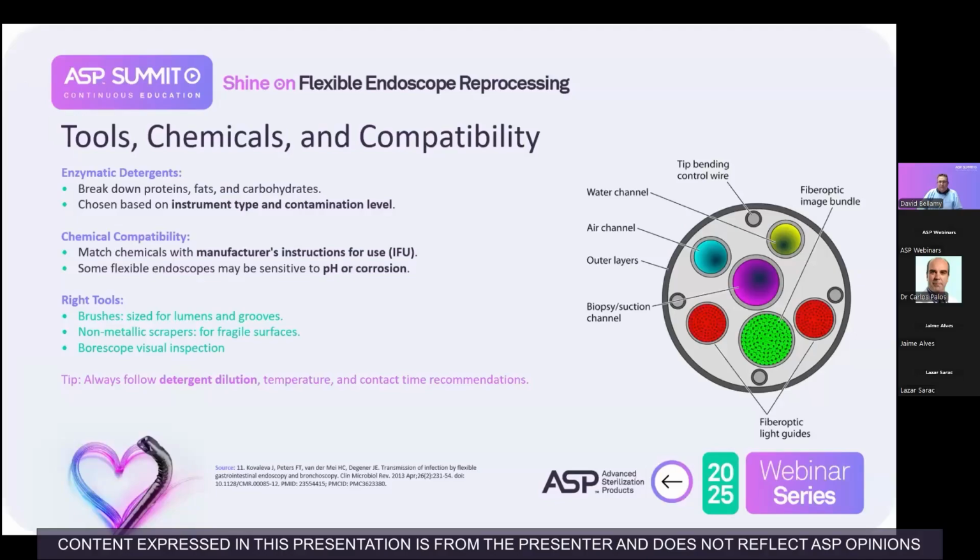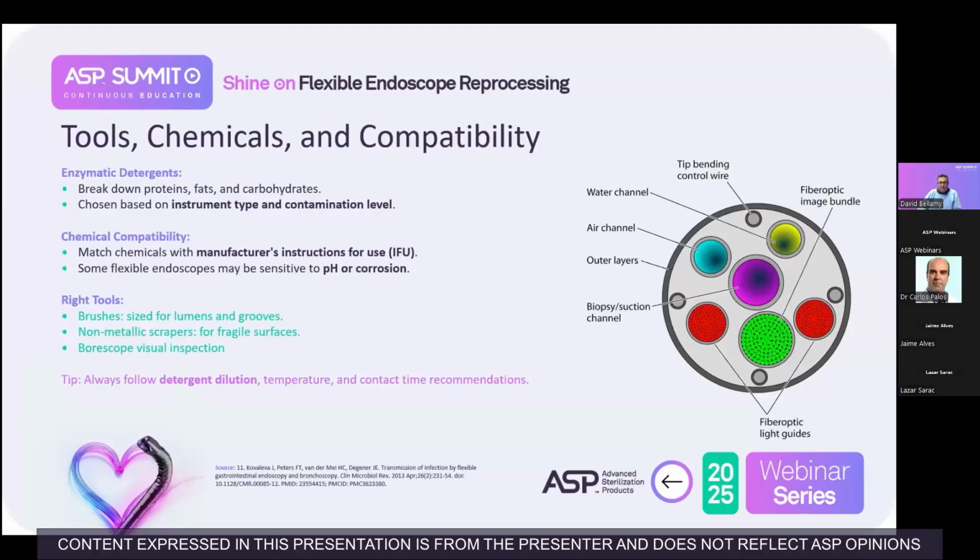So with physical tools also playing a part in the process, you have to make sure they match precisely and are designed for the device. It also says that appropriate sizes of brushes for internal lumens and intricate grooves are needed, and that non-metallic scrapers and soft sponges are used for fragile or coated surfaces. This also aligns with ISO 15883, which states that manual cleaning tools must not compromise device integrity or create risks.